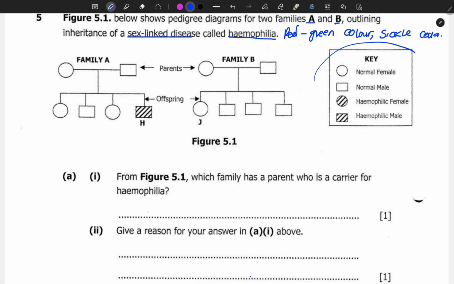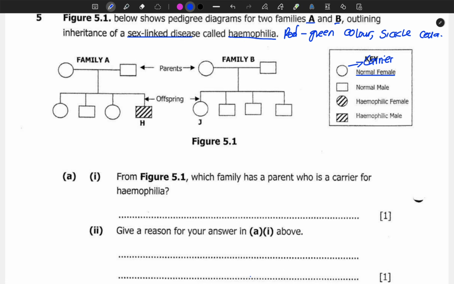First, let's understand the key. For the key, you may have a circle which is unshaded, or a box which is unshaded. An unshaded circle means a woman, a normal female. The unshaded circle can also mean that the female is a carrier. When you say someone is a carrier, that person is okay, but has a defect that can be seen in their offspring. Then a male is always normal if it's not shaded. There is nothing like a carrier. Men do not act as carriers. It's either they are sick or they are 100% okay.